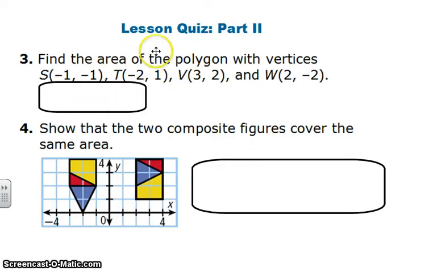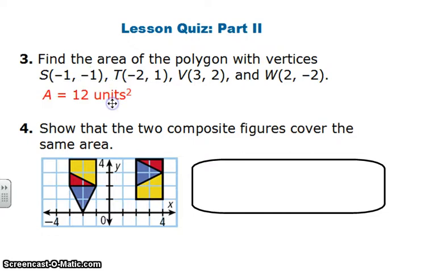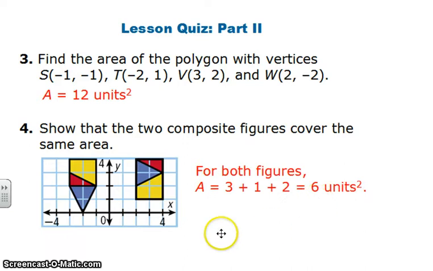Finding the area that you see, don't forget to pause, come back and check it out. You should have found the area of 12 units squared, and you could simply show the combination here of areas, and they both have 6 units squared.